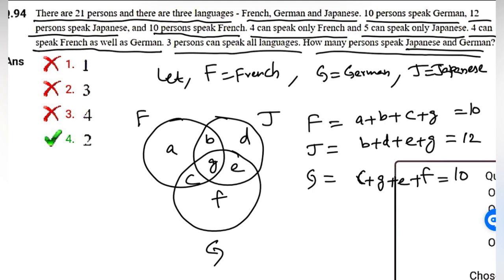And persons who can speak all languages is 3. It means G is equal to 3. And persons who speak only French is 4, which means A is equal to 4. And persons who speak only Japanese is 5. It means D is equal to 5.